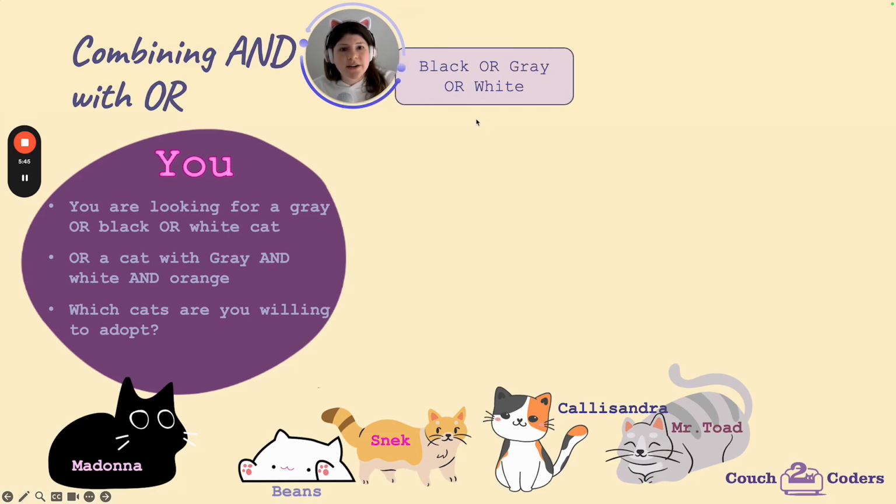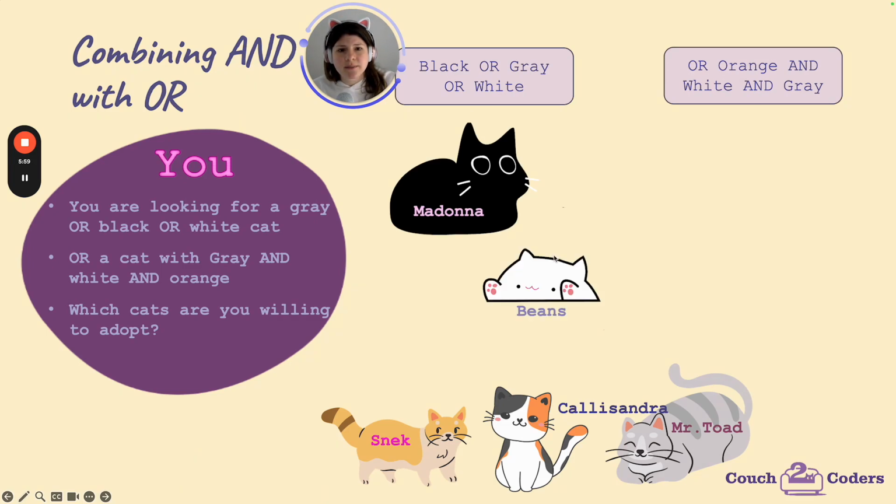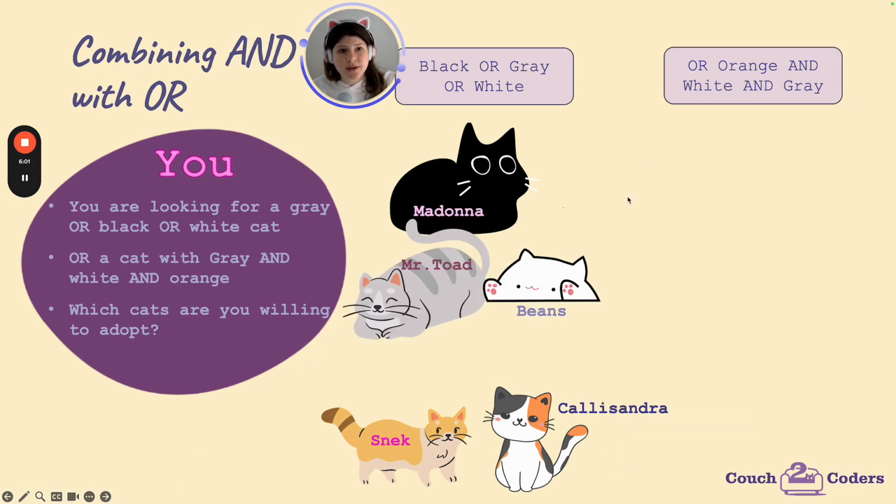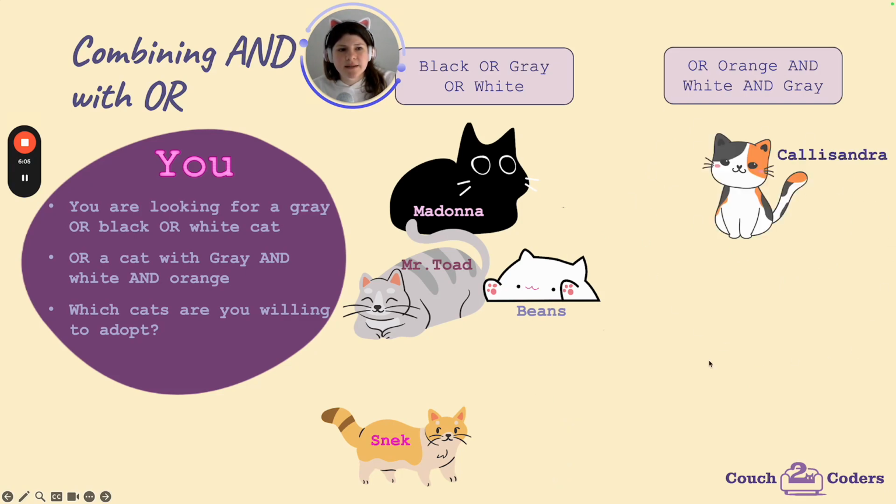For our first criteria, we have black or gray or white. So who are those? And then for the second one, we have orange and white and gray. So let's map these out. Who meets this first criteria? Madonna, Beans, Mr. Toad.